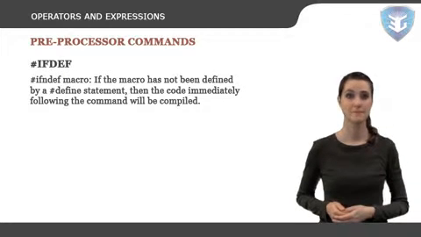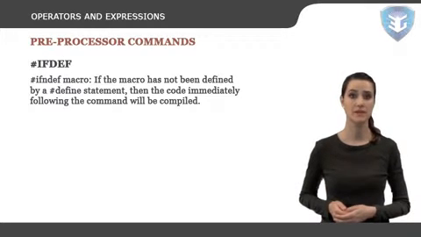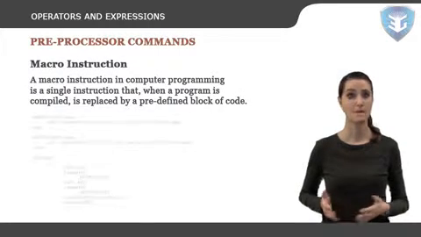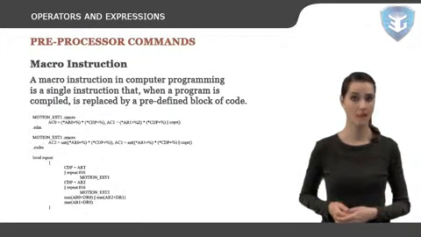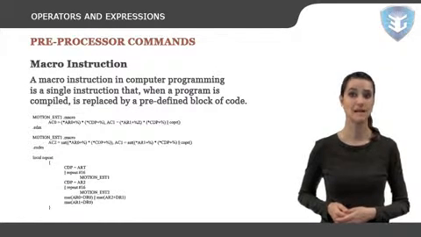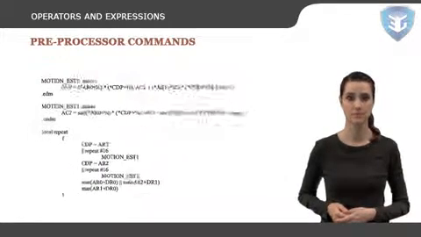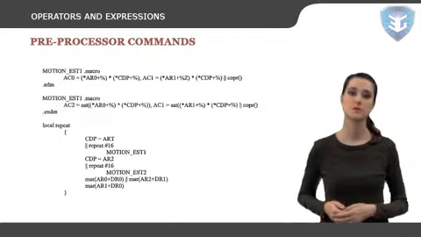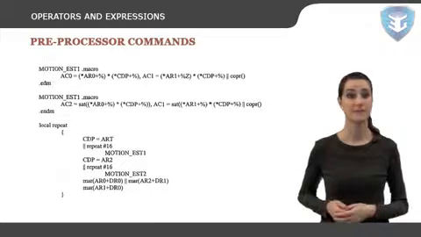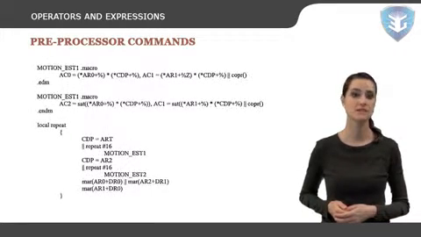#ifndef macro. If the macro has not been defined by a #define statement, then the code immediately following the command will be compiled. Macro instruction. A macro instruction in computer programming is a single instruction that, when a program is compiled, is replaced by a predefined block of code. The term was originally applied to instructions used in assembly language programming, in which long, repetitive code was sometimes needed for very simple operations.